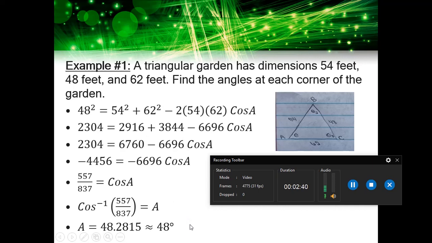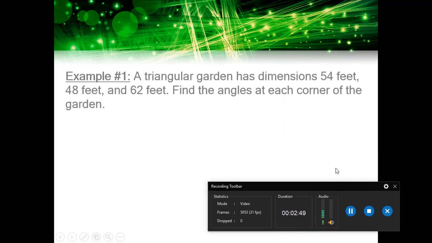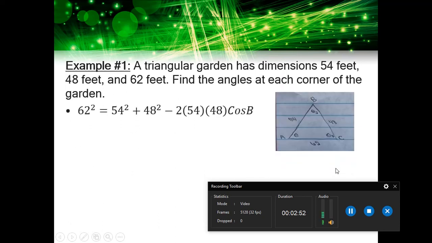Now that I found the first angle, you can pick either of the other 2 angles to find, but we're going to use the same process. So for the next example, at least I did, I'm going to find angle B. So really, a lot of this is the same. I just need to start with the side across from angle B, and you can see that that's 62. So one of these sides is different and one is the same, but the process is still the same. So for minus 2, I'm multiplying by 54 and 48, which are the 2 inner pieces, and then cosine of B is on the end.